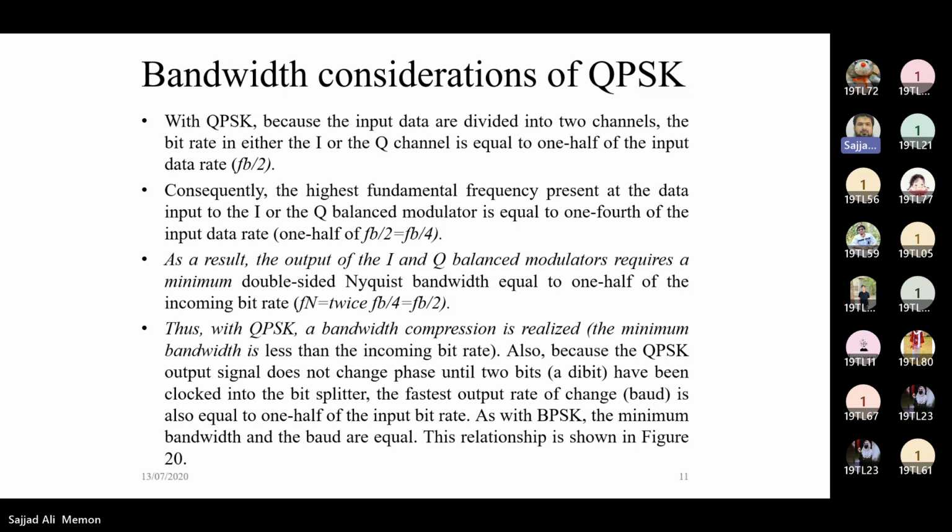Bandwidth considerations of QPSK. With QPSK, as the input data are divided into two channels, the bit rate in either of the I or Q channel is equal to one half of the input data rate. Consequently, the highest fundamental frequency present at the data input to the I or the Q balance modulator is equal to 1/4 of the input data rate.